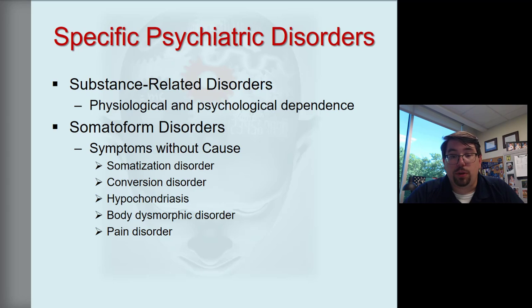Hypochondriasis is another one that we see. These are folks with exaggerated interpretations of physical symptoms that mimic a serious illness. And then body dysmorphic disorder as well, where the patient believes that he has a deficit in physical appearance, so they're constantly concerned about their physical appearance. And then a pain disorder, where a patient suffers from pain, usually severe, and it's unexplained. This could be an example of where you might see someone with fibromyalgia.